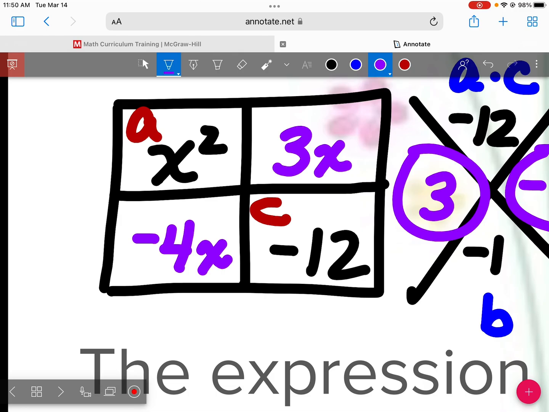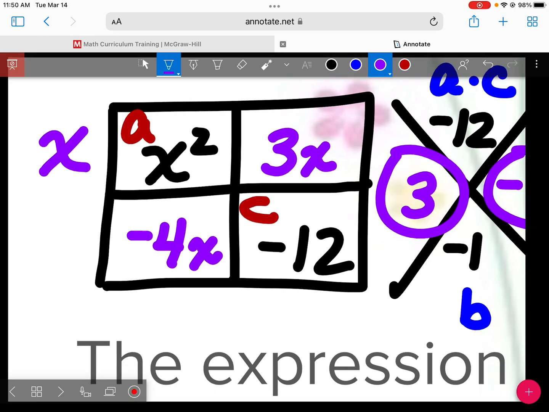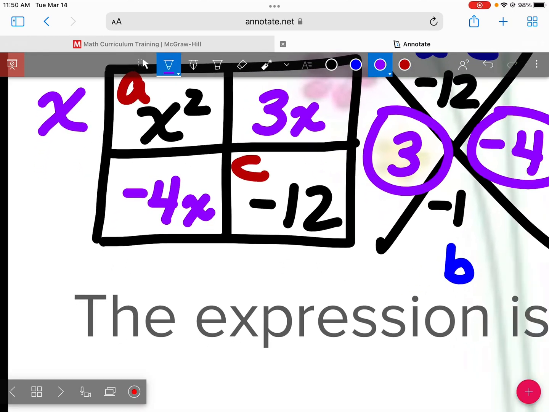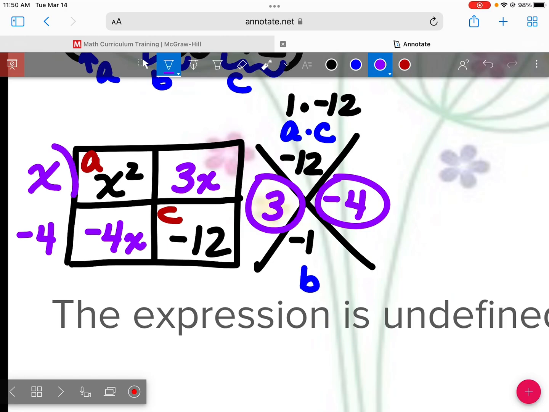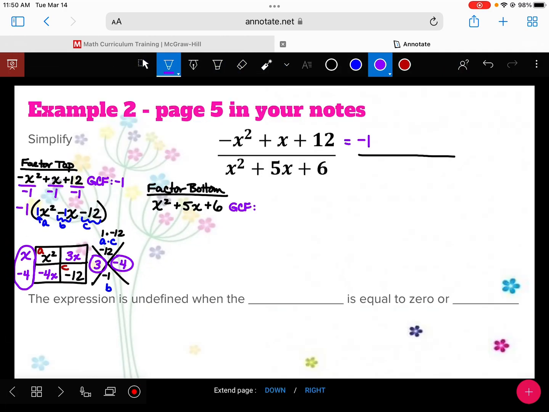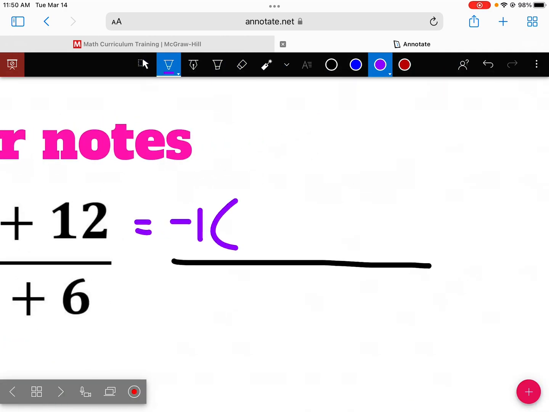Top row, x squared and 3x. What can I take out of both of those? X. Negative 4x and negative 12. What's the biggest thing that'll go into both of those? Negative 4. So x minus 4 is one of my factors. Goes up on top.